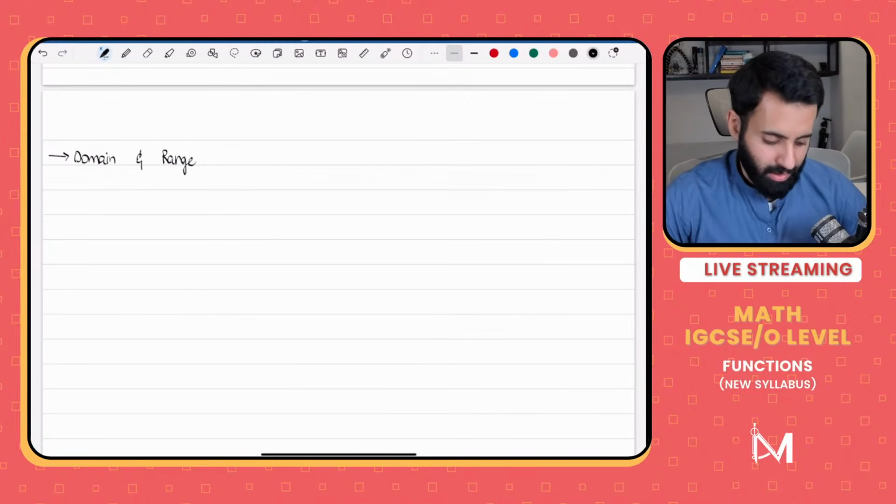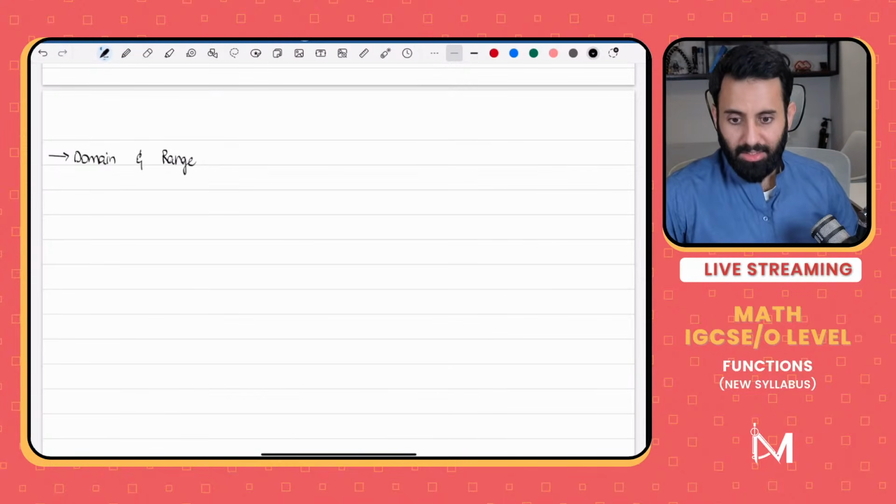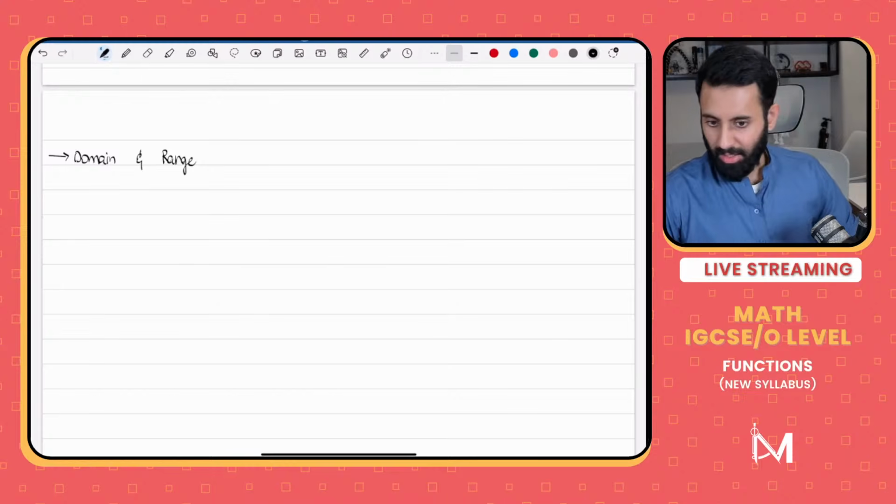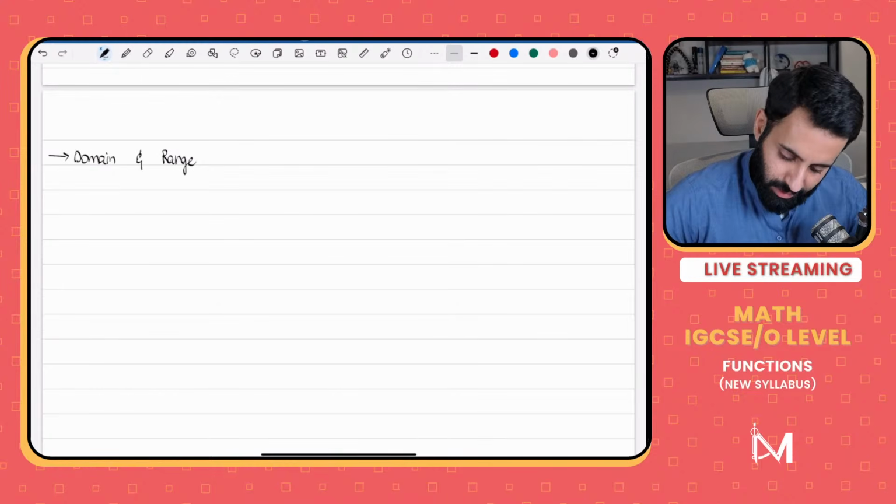Okay, now domain and range. So basically, the kind of questions that we have in domain and range is actually very easy.